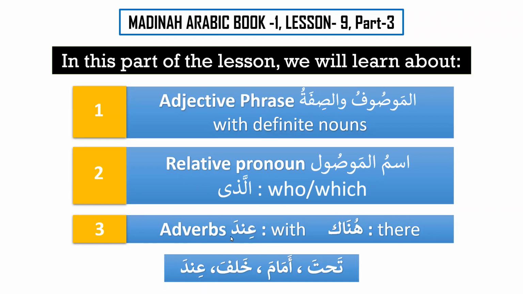And then a new adverb, which is inda, that means with, and hunaka, that means there. So both of them are adverbs, or we call them dharf. However, inda is used as mudaf, whereas hunaka is only used for the place. So we will say we have already learned tahta, amama, khalfa, and today we are going to learn about inda. And we know that all of these four adverbs, tahta means under, amama means in front of, khalfa means behind, and inda means with or at. And these four are used as mudaf.